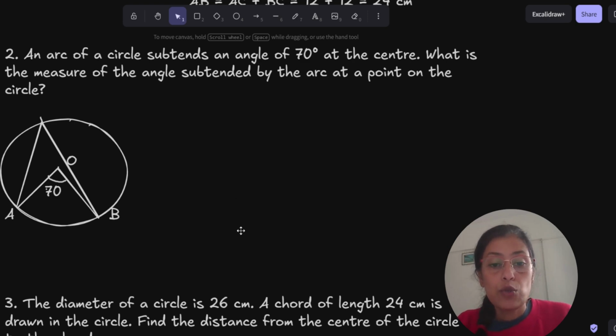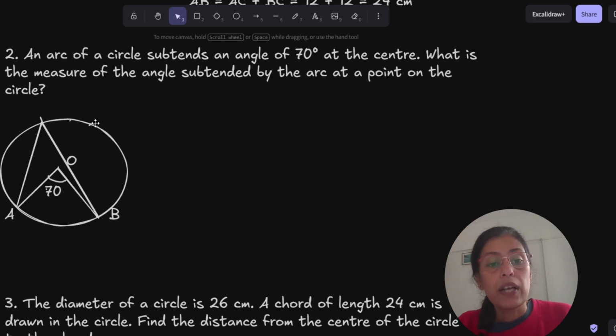Okay, so we need to draw a circle with center O, and then you draw an arc. So this arc is AB in my case. Okay, and see what angle it makes with the center is 70 degree. So this is what we need to write here. Then we need to see what is asked of us. What is the measure of the angle subtended by the arc at a point on the circle? So we take any point here on the circle.